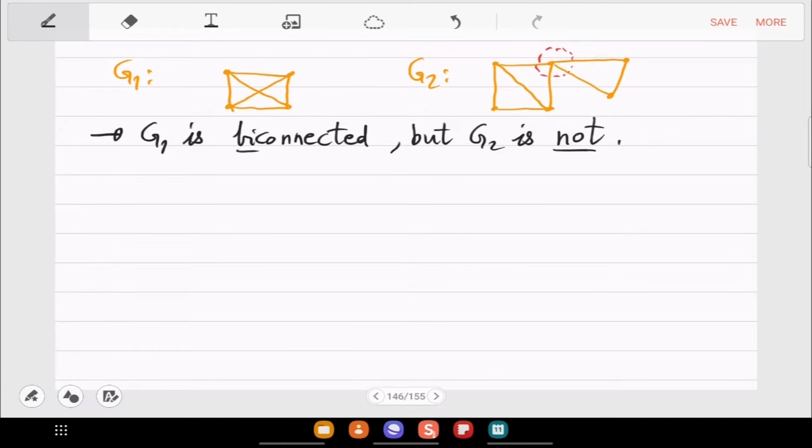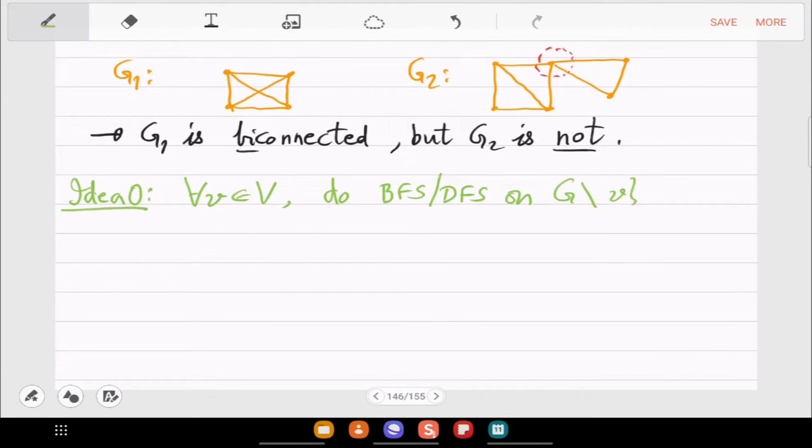Okay, so what is the first idea for this algorithm, checking bi-connectedness? So the first idea is just by the definition. You go over all the vertices and remove them one by one, right? So you go for all v in V, do one of the traversals, BFS or DFS, on G minus v to check connectedness.